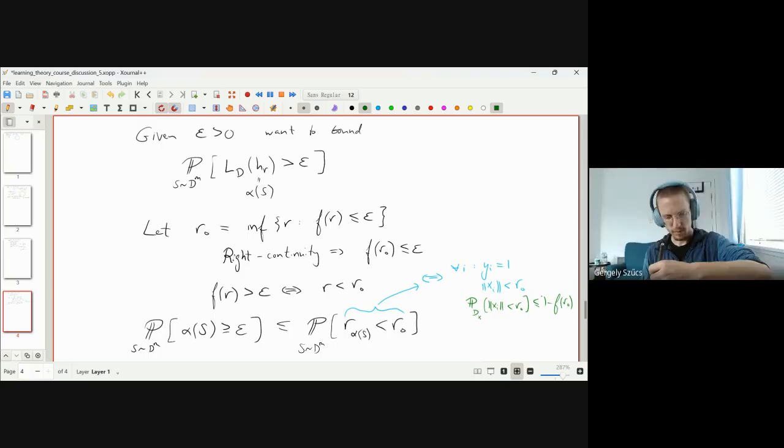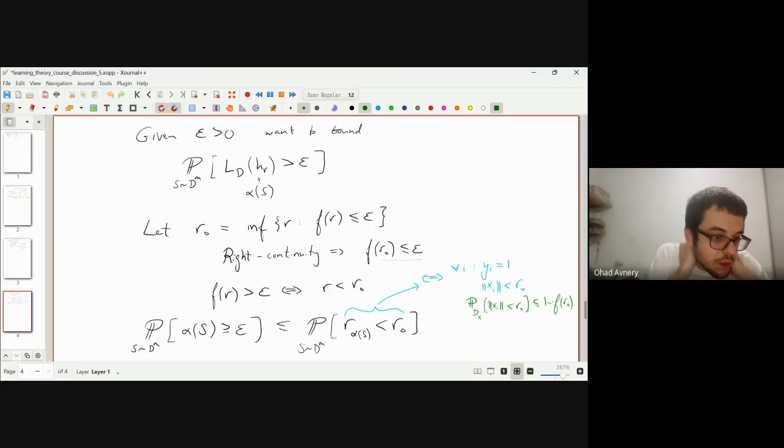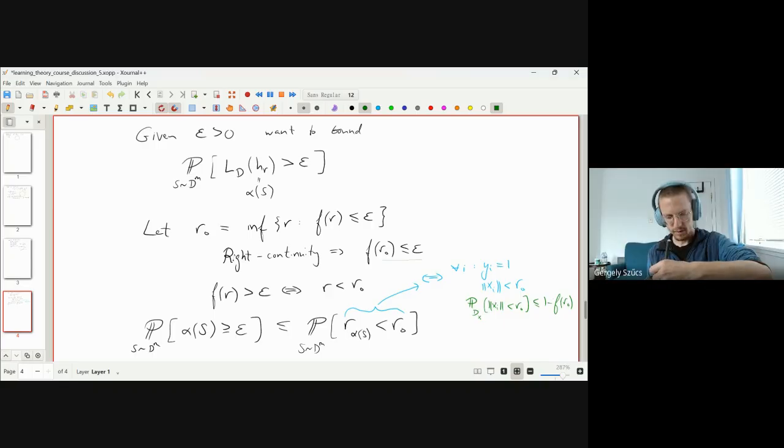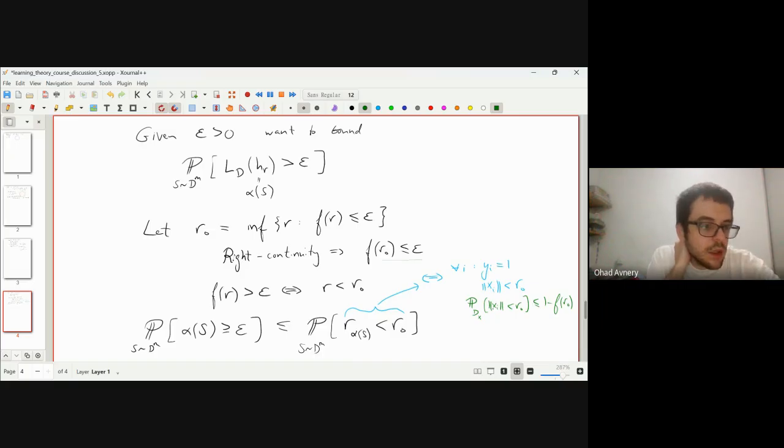Wait, so is this an upper bound on the... because if f of r is less or equal to epsilon, this is bigger or equal to 1 minus epsilon. Yeah, wait, let me... Did I read? Oh, maybe I had. Okay, so in the definition here of R0, let me think. Okay, yeah, it gets kind of confusing.